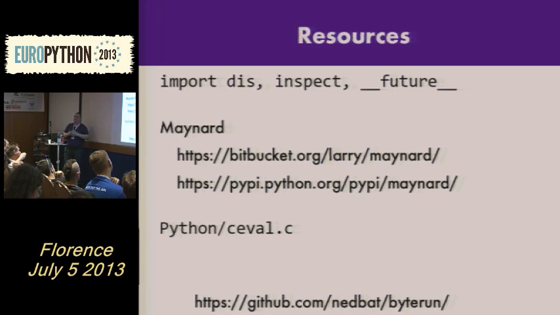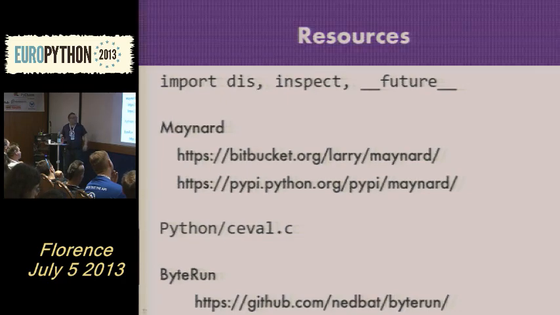If you want to read C, the implementation of the Python virtual machine, the bytecodes are all implemented in this file, python/ceval.c in the Python trunk. And finally, if you want to read another implementation of a Python virtual machine in Python, Ned Batchelder has been writing a very nice one called byterun that really does everything, including local variables and cell variables and free variables. Okay, I'm done.